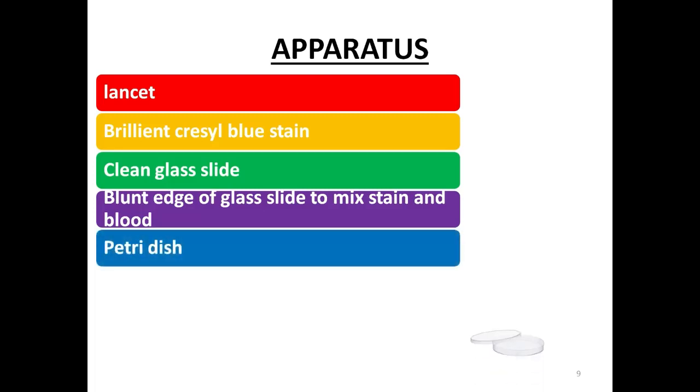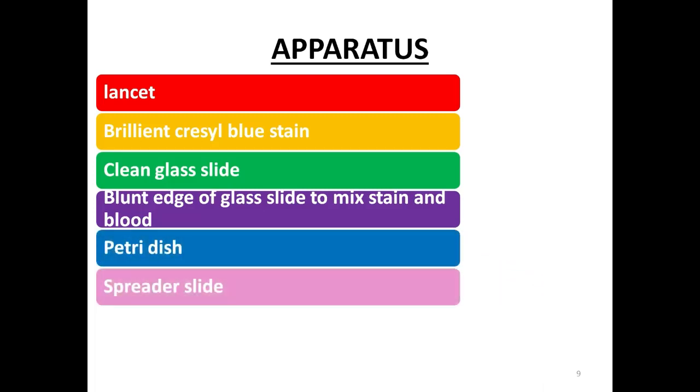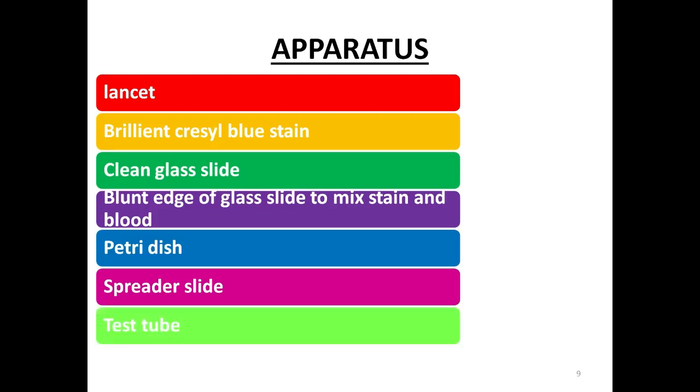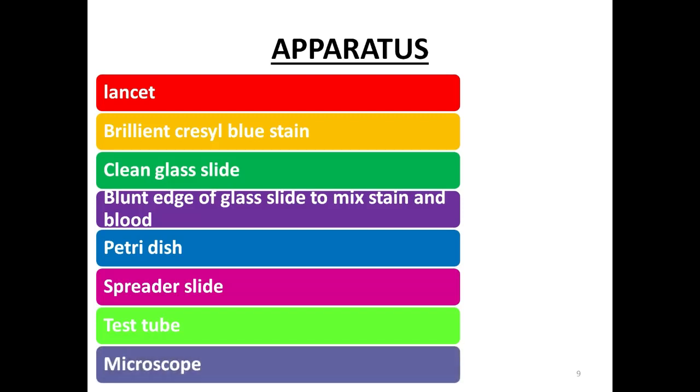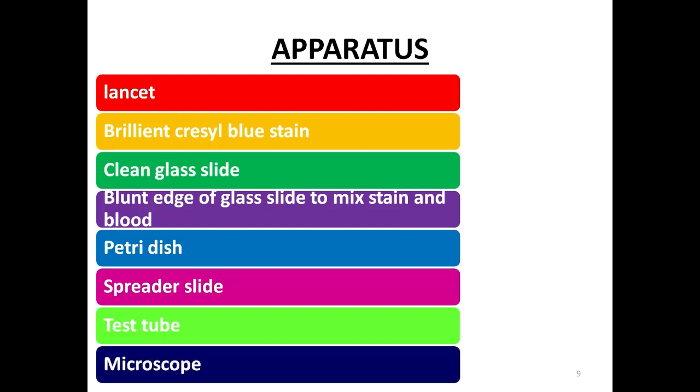Then a petri dish, okay. Then a spreader slide to make a smear. Then a test tube and a microscope. Now as I said here, test tube, right? So in this practical, you can use a test tube or you can use a glass slide to mix the stain in the blood. As I said, you have to mix the stain in the blood.